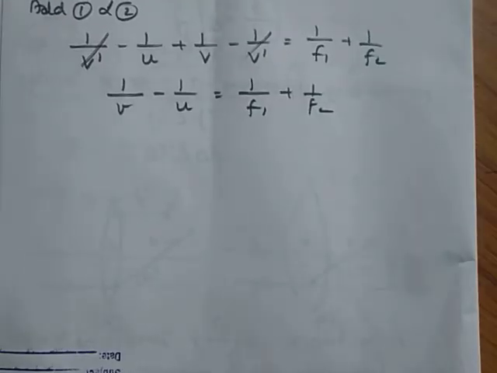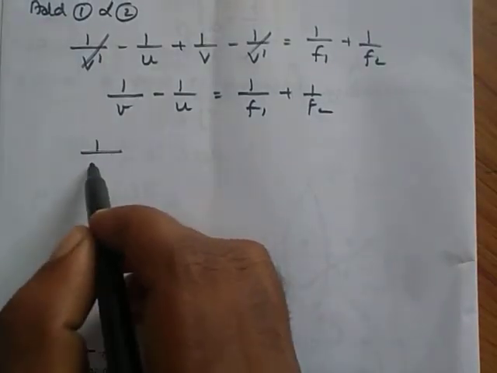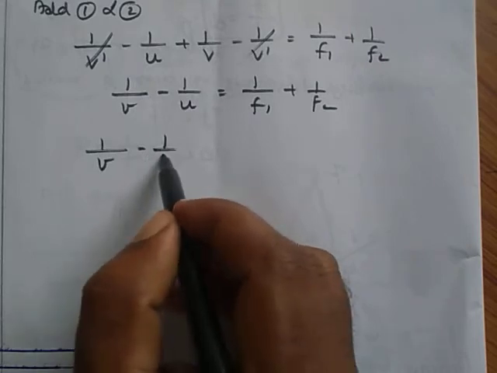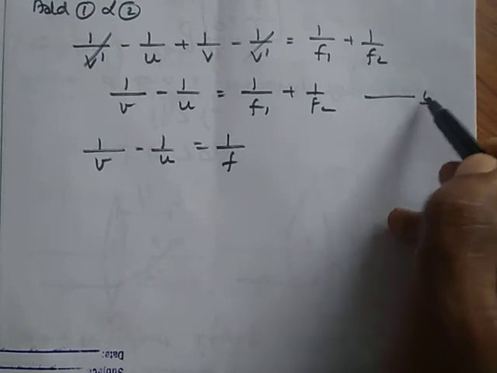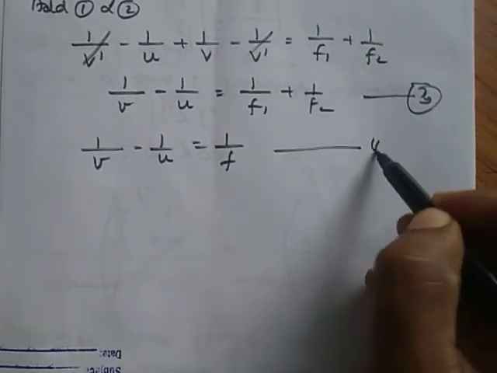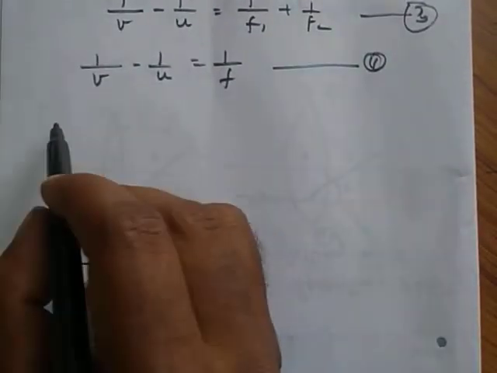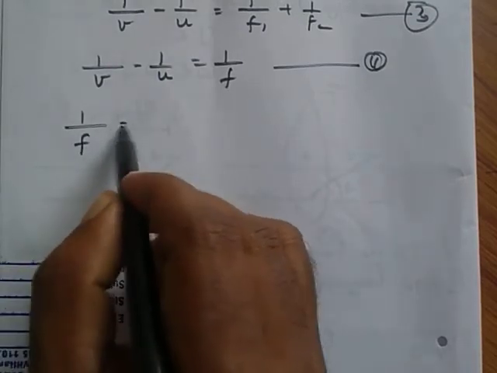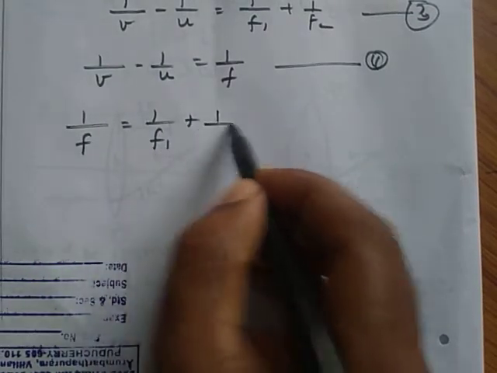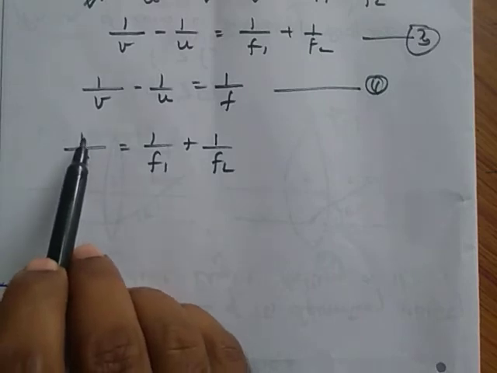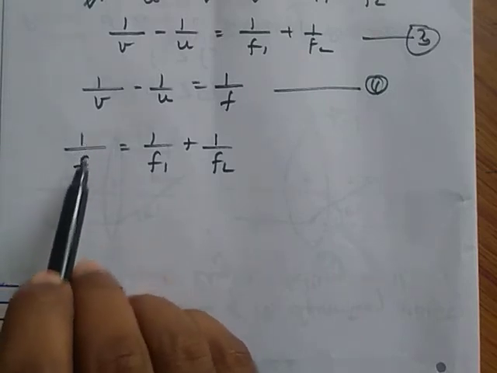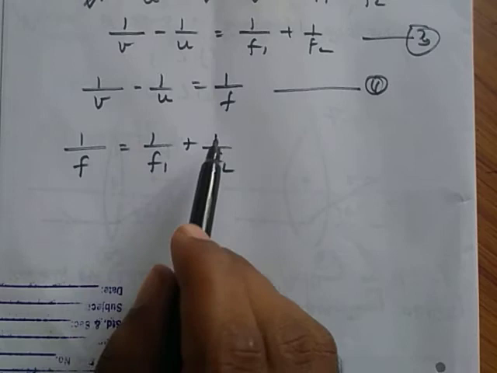Okay, for that we can write the lens equation as 1/v minus 1/u equals 1/f. This is equation 3. This is equation 4. Compare these two equations, then we get 1/f equals 1/f1 plus 1/f2. Finally we get the expression for the effective focal length: 1/f equals 1/f1 plus 1/f2.